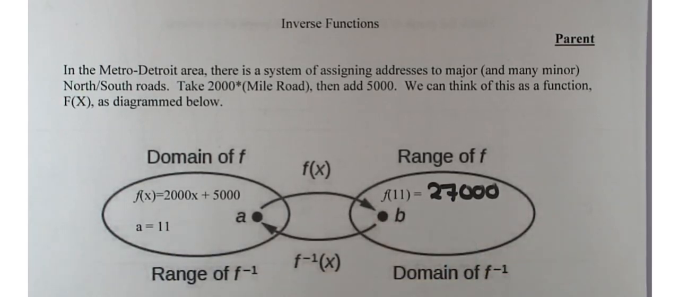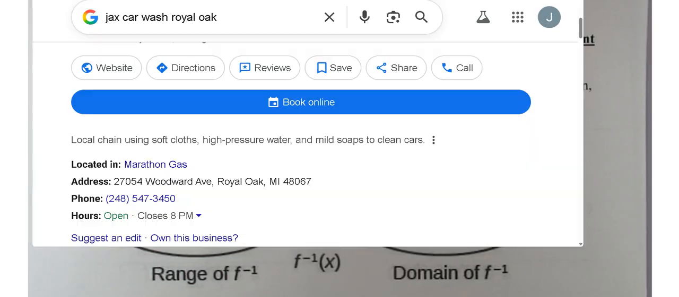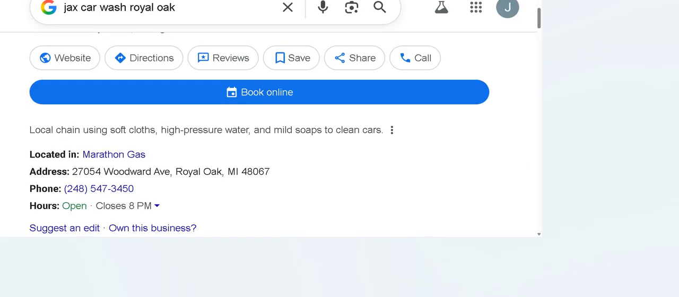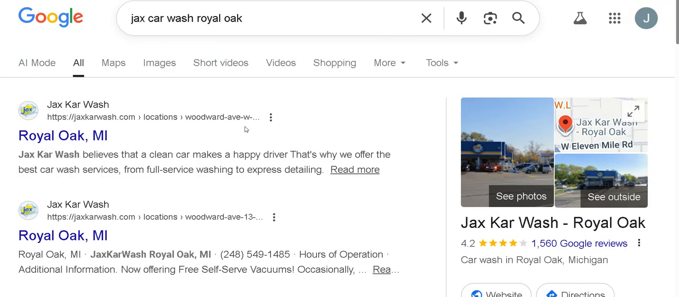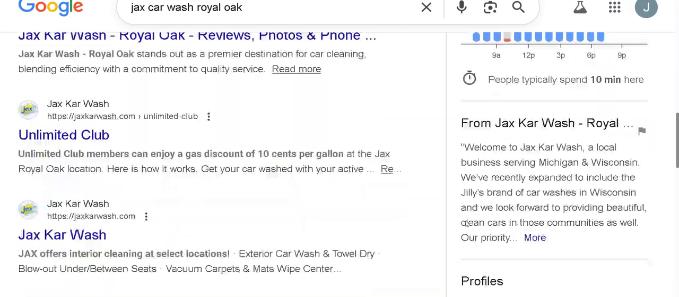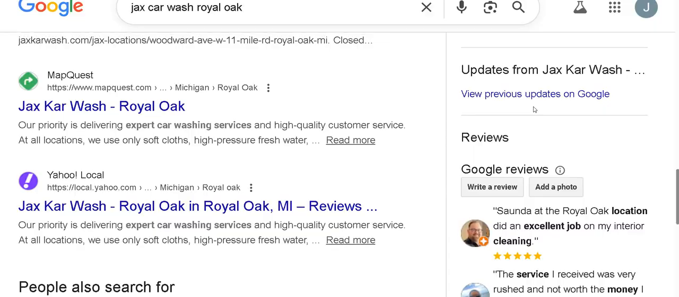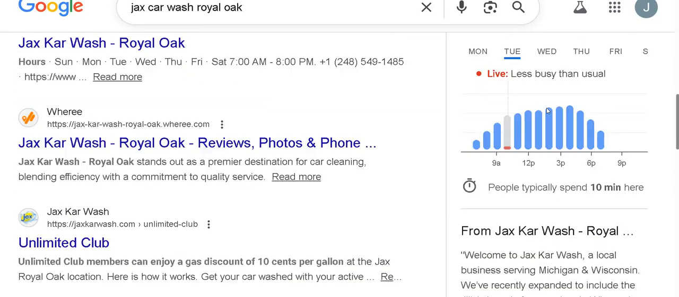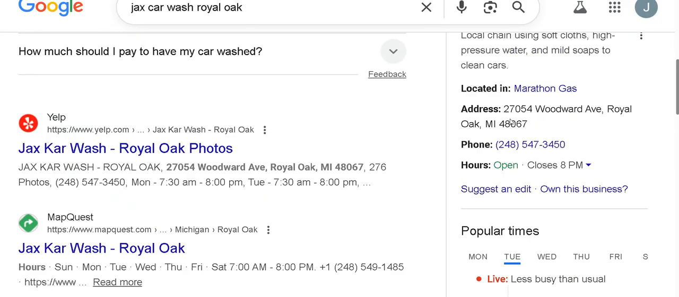And when you compare that to Jack's Car Wash, which is just a little bit off the corner of 11 Mile and Woodward, take a look at the address. Just over 27,000, meaning it's just a little bit north of 11 Mile. Pretty cool. So this is kind of a nice little trick.